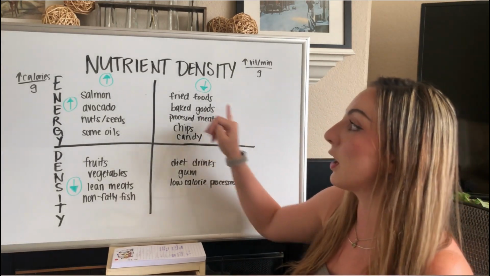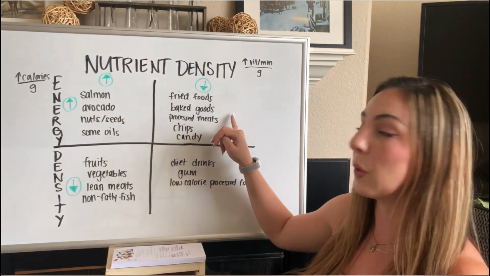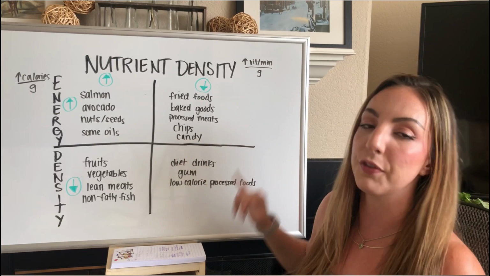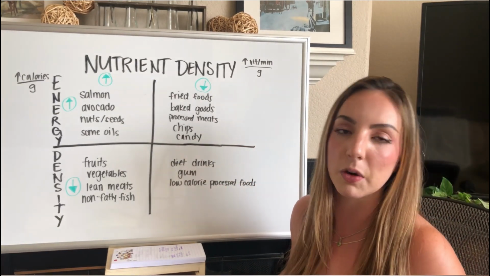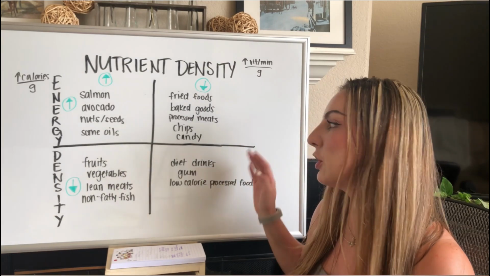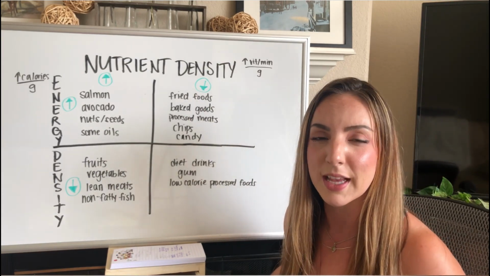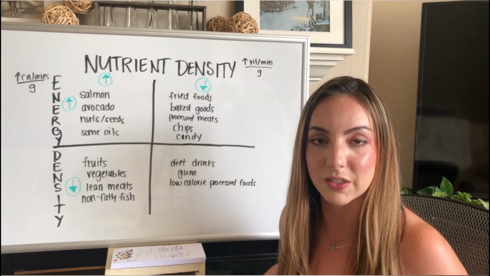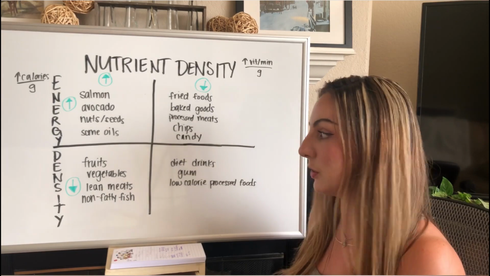Then we have foods that are high in energy density, so high calorically, but low in nutrients. So those are foods like fried foods, baked goods, some processed meats that aren't really high protein, and chips and candy. Obviously, we know that these things can have higher calories, but they're not necessarily the healthiest foods for us, right? So we know that they have high energy and low nutrients.